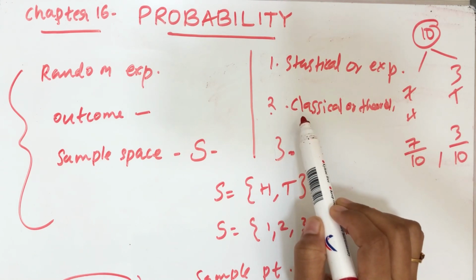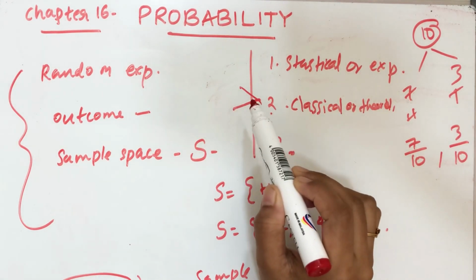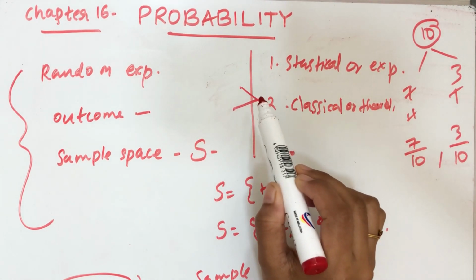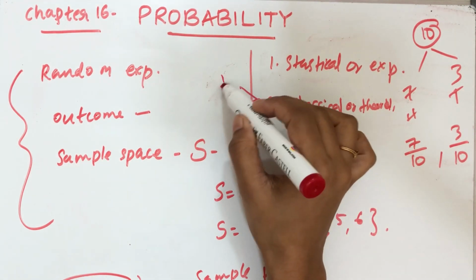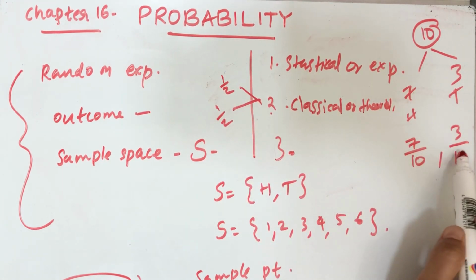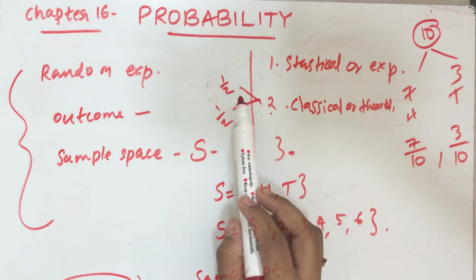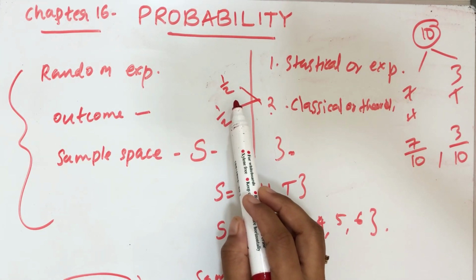Classical probability is based on an assumption that the outcomes are equally likely. For example, in tossing a coin, we assume there is equal chance of getting a head and a tail, that is, the chance is 1 by 2 each. Or in the example of throwing a die, there is an equal chance of getting each of the 6 numbers, 1 by 6 each.